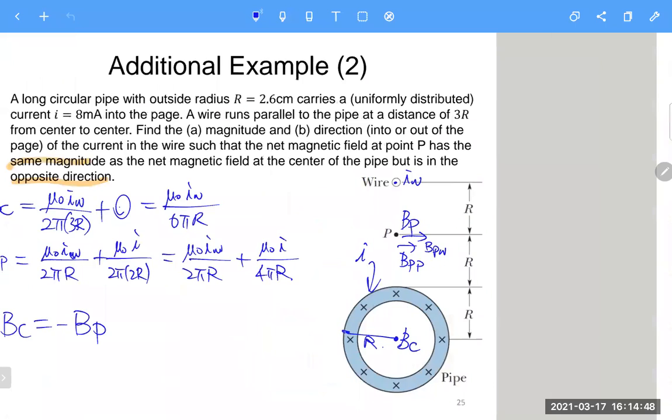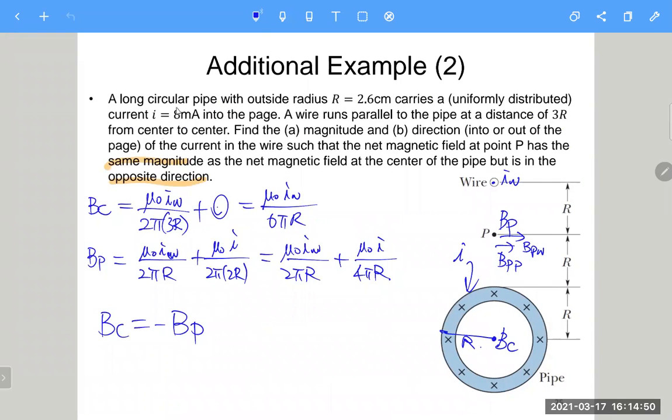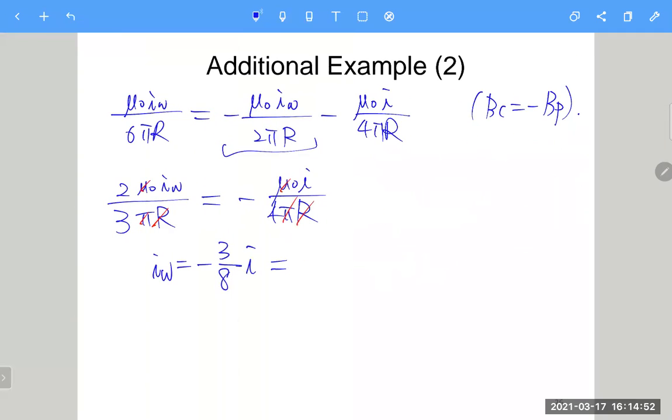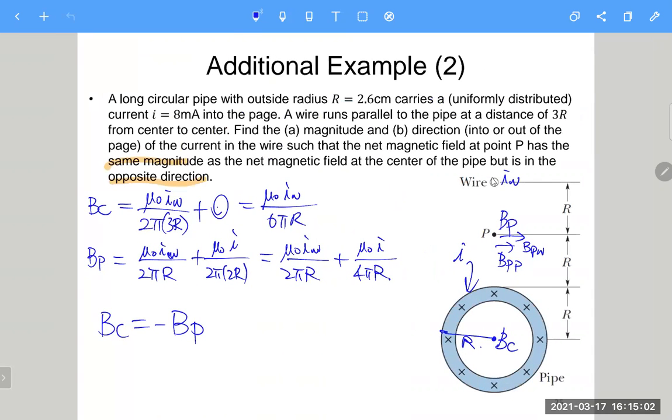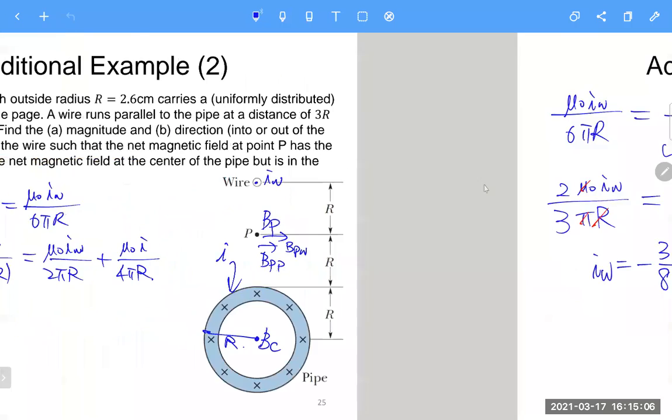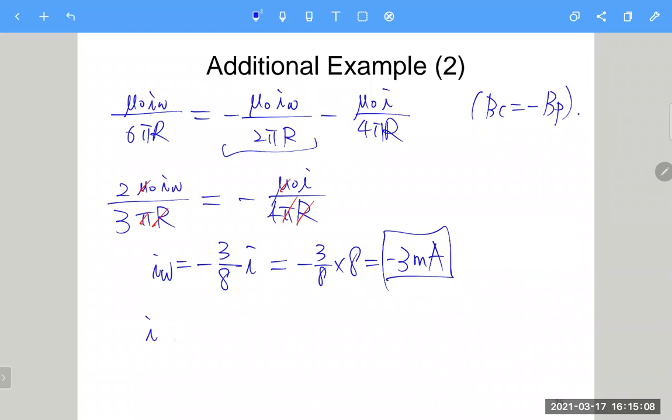And we know that I is 8 A. So we have minus 3 over 8 times 8, which is minus 3 A. Of course, we assumed the wire current is out of the page, so actually IW is into the page.